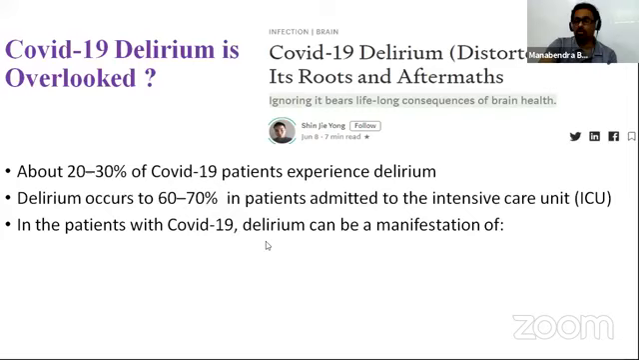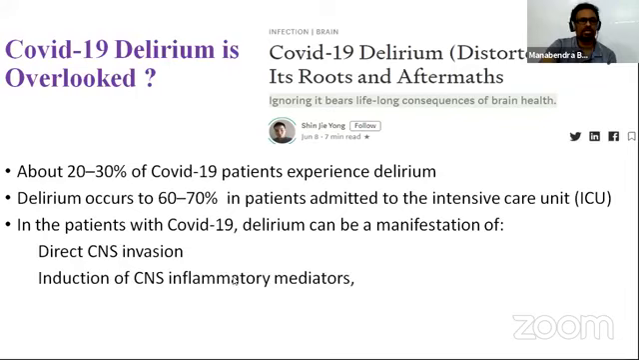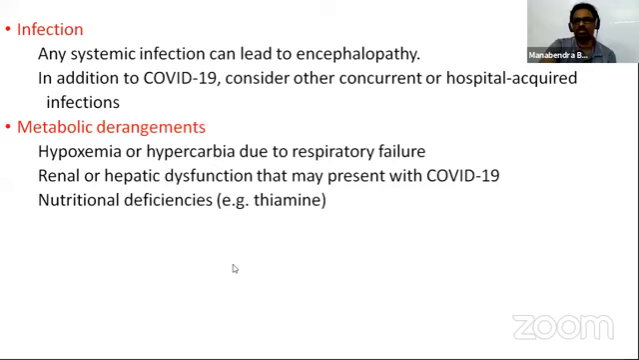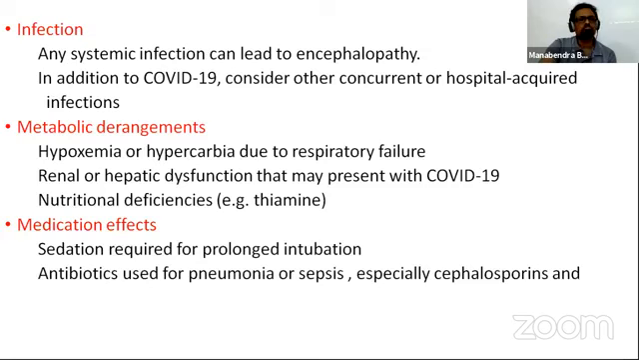patients. Delirium can be a manifestation of direct CNS invasion, as I mentioned, inflammatory mediators, medication effects, and organ failure, as I mentioned. And any systemic infection can cause delirium. And metabolic derangement, you know, hypoxemia, hypocarbia, some nutritional deficiency, and medication effects can cause delirium. And there are different types of delirium. I am not going into the details.